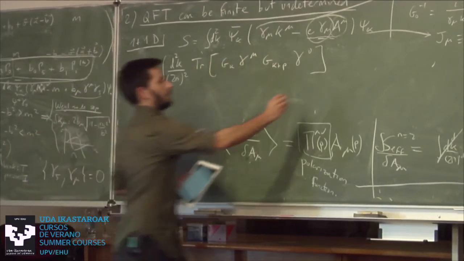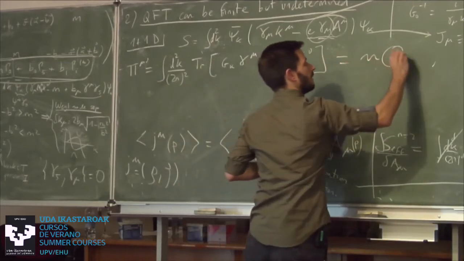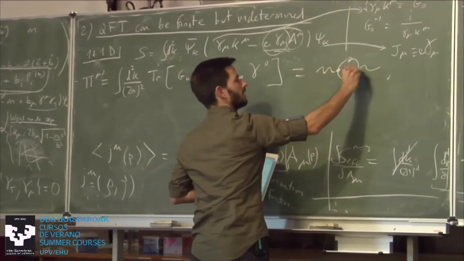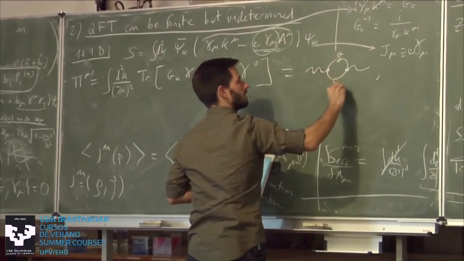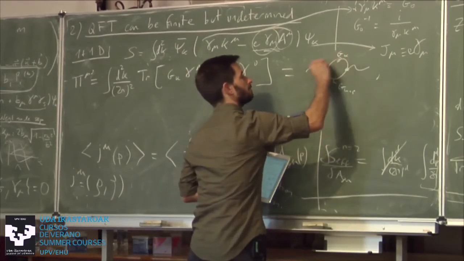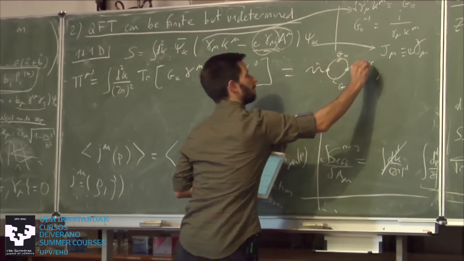And it's sometimes written as a diagram. So you have the current here, J, G, and G, with K plus P, K plus P.